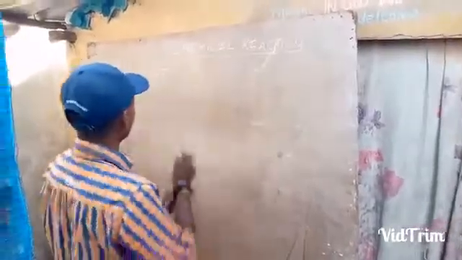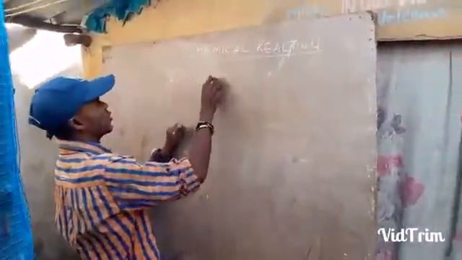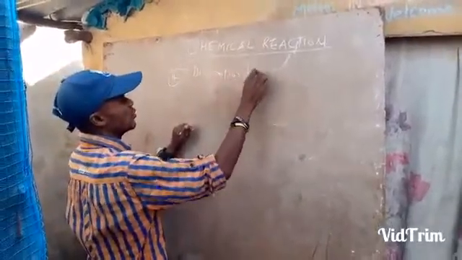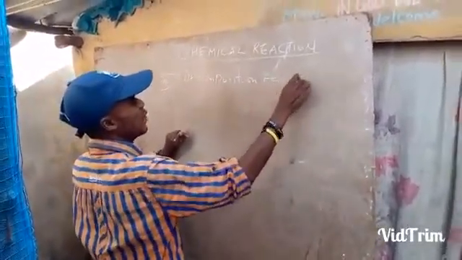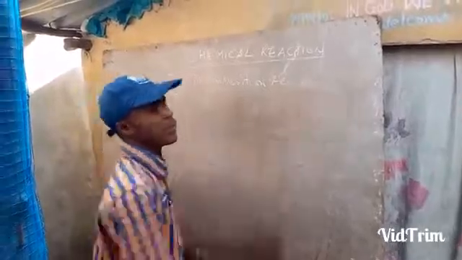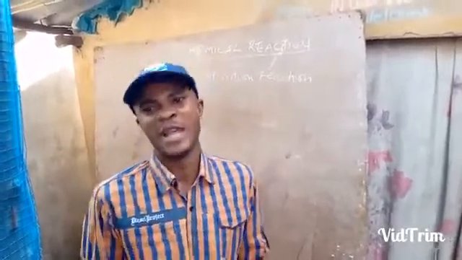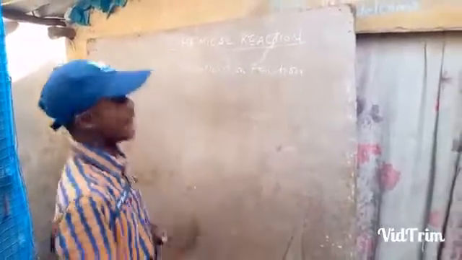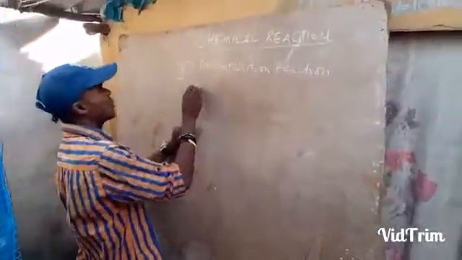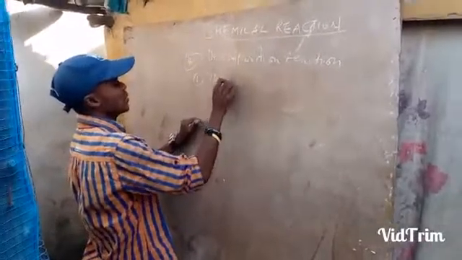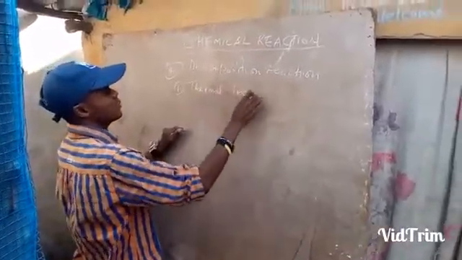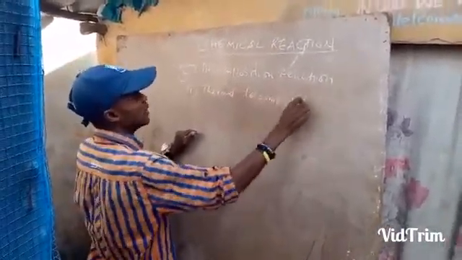But decomposition reaction is divided into two. That means if we are looking at decomposition reaction, which involves the breakdown of a compound by application of heat, that breakdown of a compound will now be put into two. That means there are two types of decomposition reaction. The two types that we are going to look at are: one, thermal decomposition reaction. Thermal decomposition reaction is the first type of the decomposition reaction.